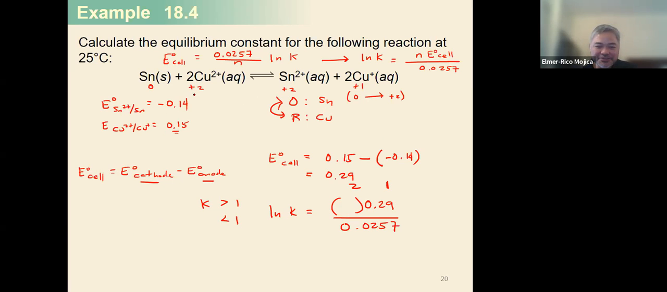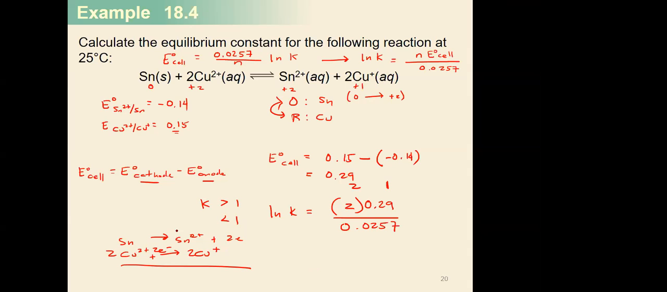If you're going to determine the number of N, you have to break this down. So you have tin producing tin 2 plus with 2 electrons, and then you have copper 2 plus and 1 electron producing copper plus. As you could see, there's 1 electron here, 2 electrons here, so you put the 2 there, making N equal to what? 2.